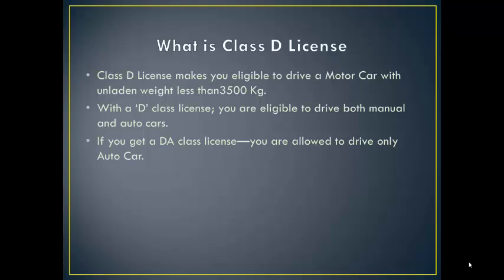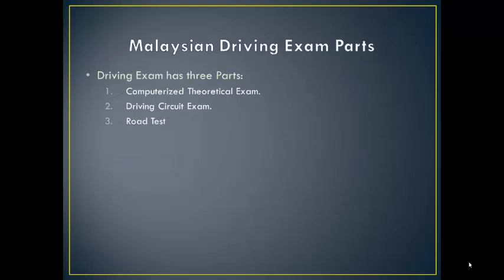Recently, Malaysia has also introduced a DA class, which is only valid for automatic cars. So if you want to be able to drive either kind of car, whether automatic or manual, the preferable choice is to have a Class D license. And for the Class D license, your examination will be based on a manual car. But if you want the license only for an automatic car, then you can opt for the DA class.